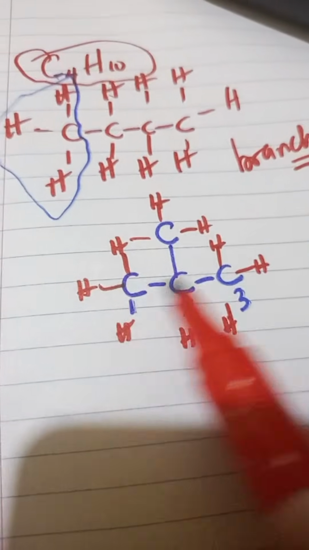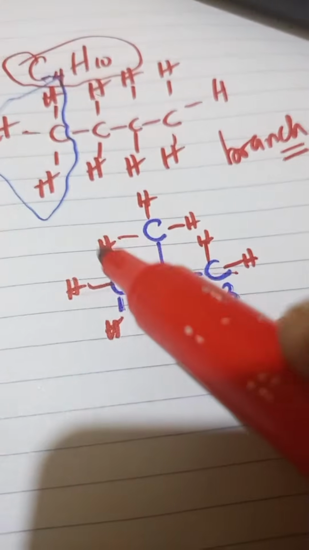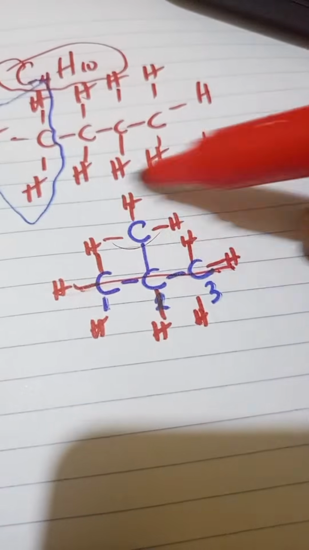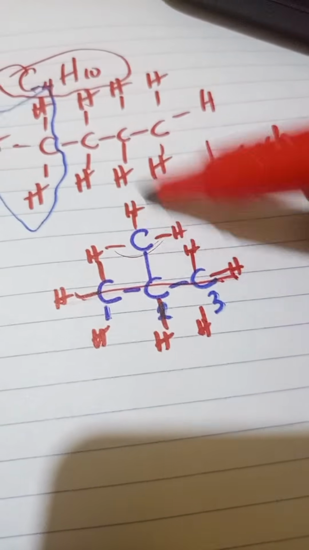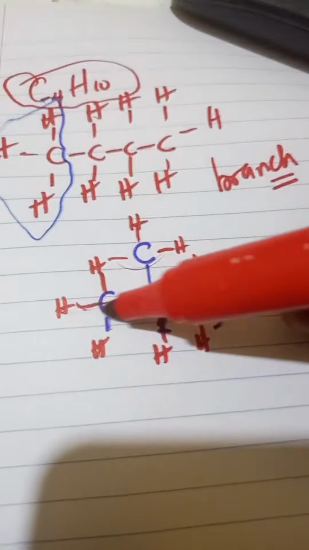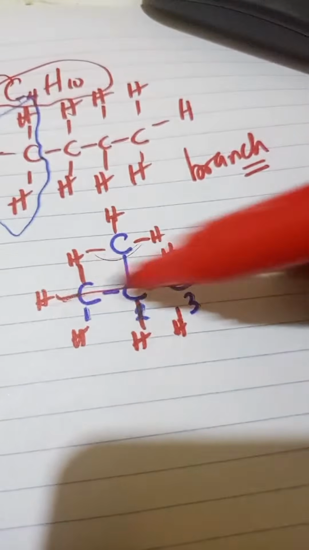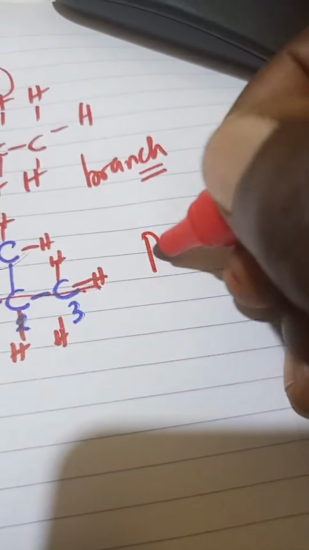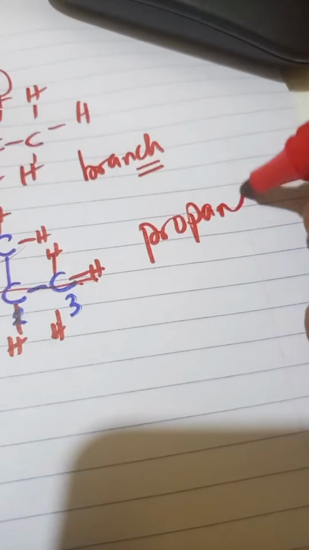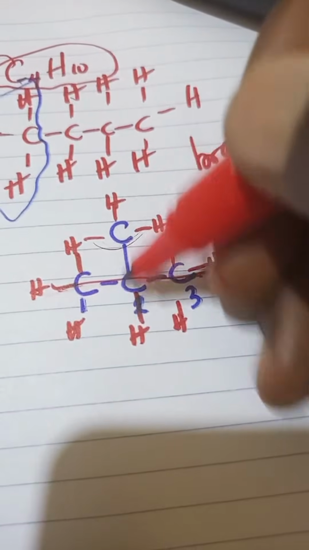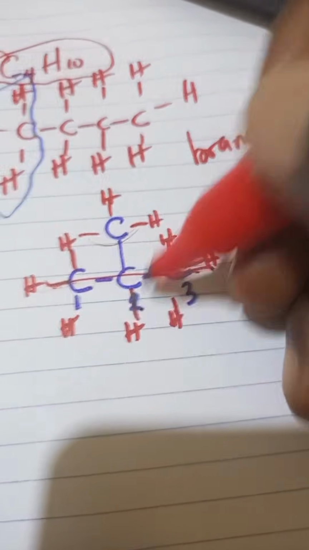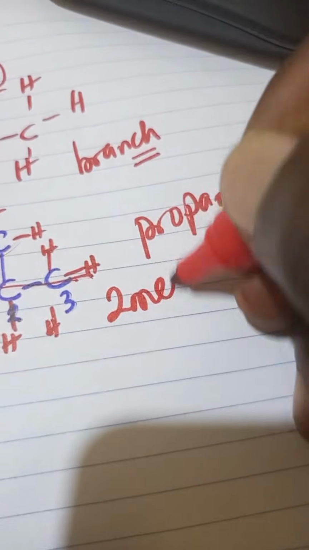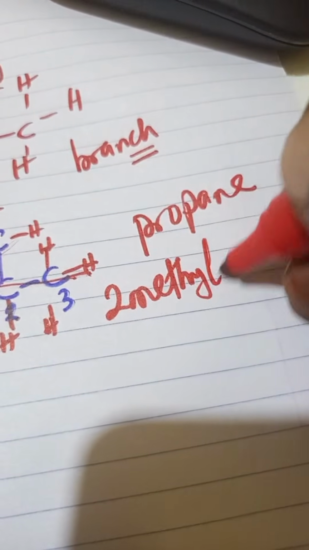This guy here is my road. This one is not on my road. That means this one is a branch. So how many carbon atoms are on the road? 3. If it is 3, you call it prop. So that will be propane. And the branch is on the middle carbon. That will be 2. So the name is 2-methylpropane.